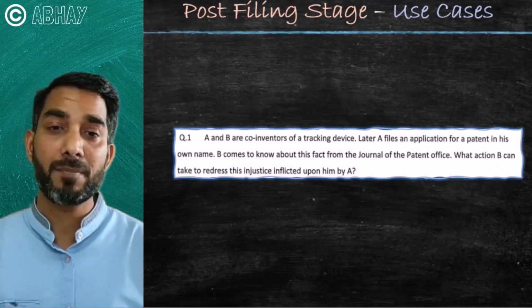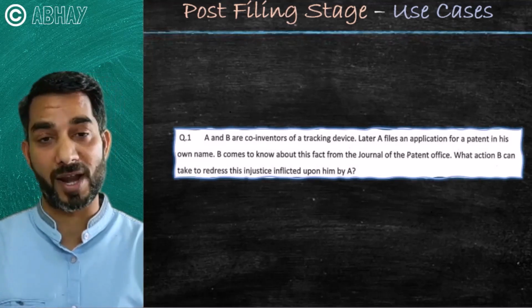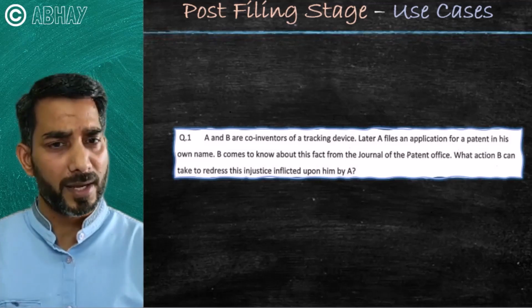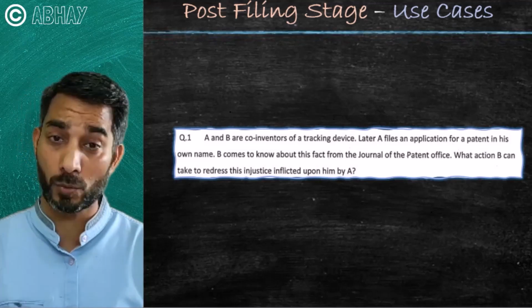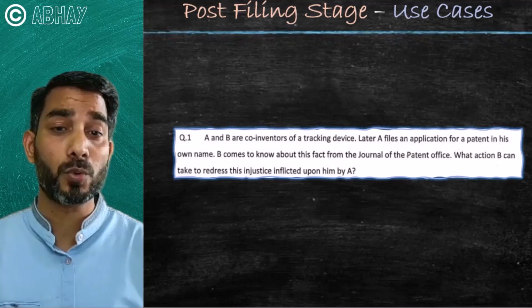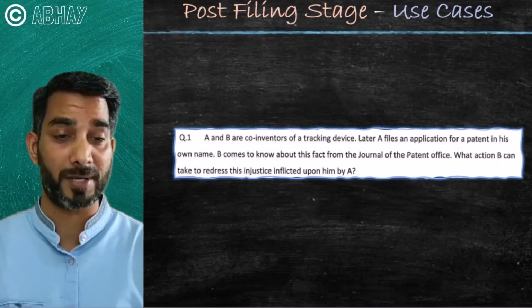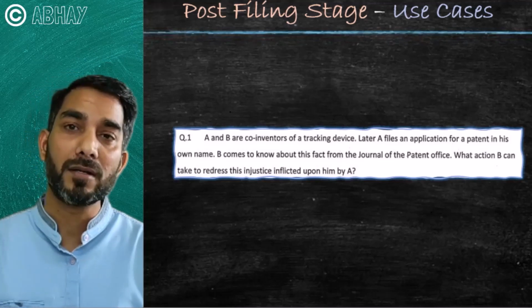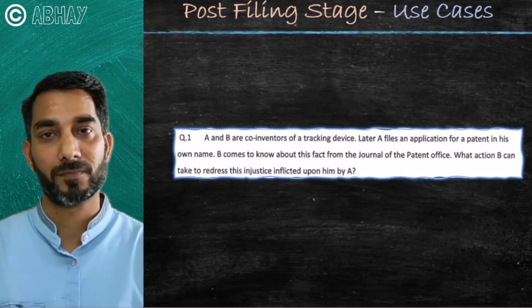It says A and B are co-inventors of a tracking device. Later, A files an application for a patent in his own name. B comes to know about this fact from the journal of the patent office. What action can B take?